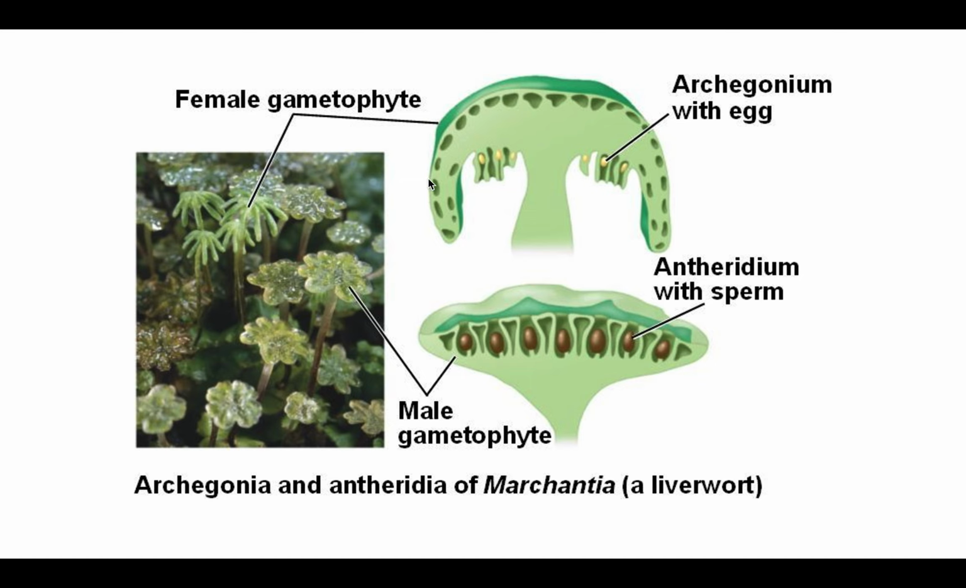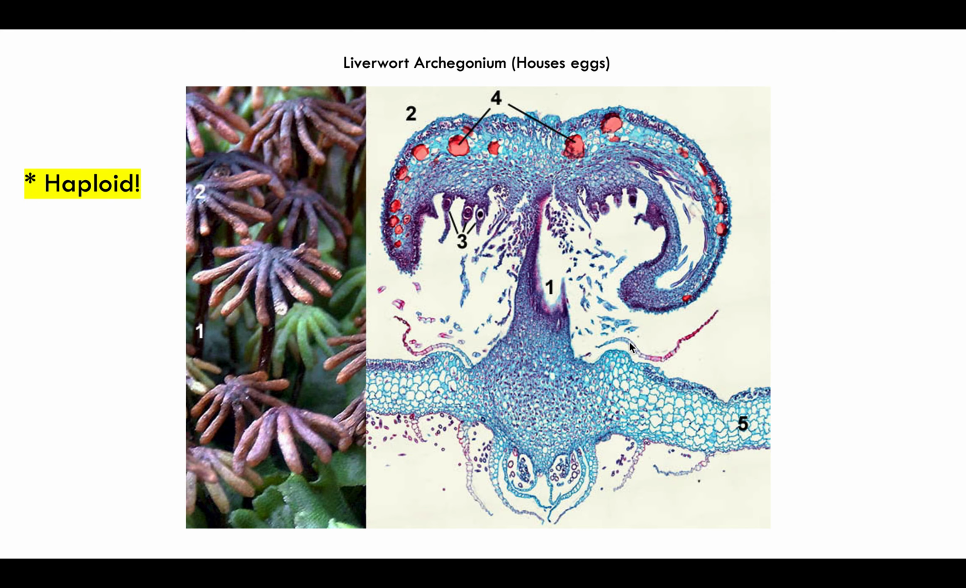Again, this whole thing up here is the archegonium. Eggs are housed down here. This is the male gametophyte, the antheridium, with the sperm inside of it. So this is what you will need to draw on your lab exercises.